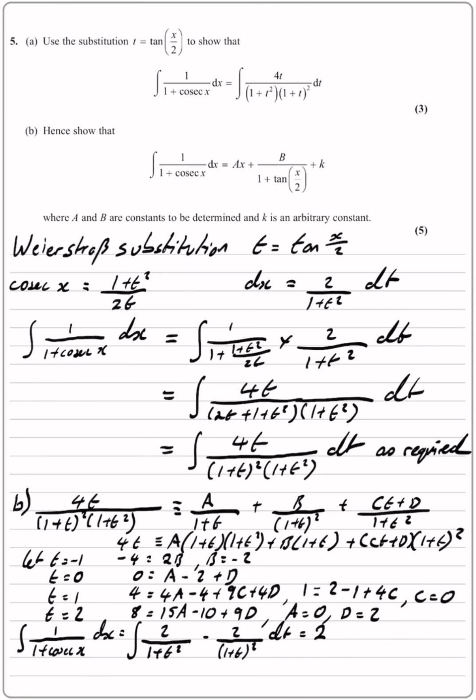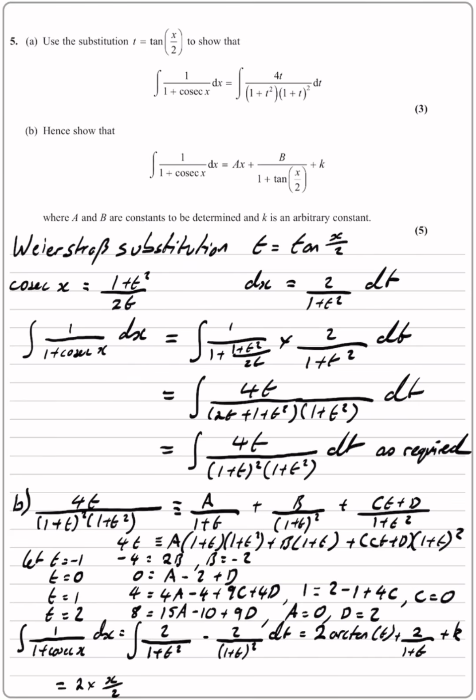The integral of 2 over 1 plus t squared is 2 lots of arctan t, or inverse tan t, and the integral of 2 over 1 plus t all squared is going to be minus 2 over 1 plus t, so the minuses cancel, we get plus 2 over 1 plus t plus k.